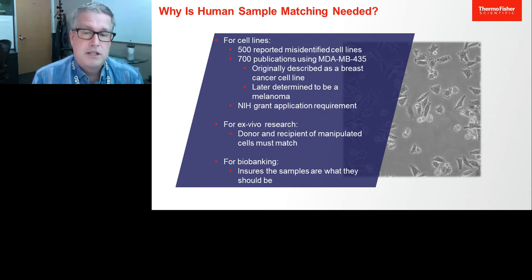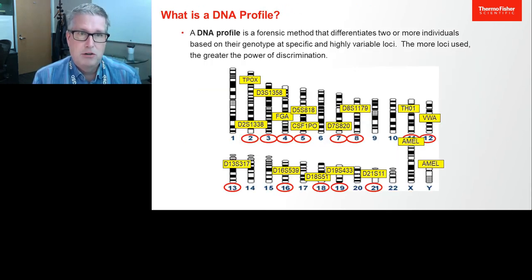So one of the ways that human sample matching is done is by making a DNA profile. This is a forensic method that differentiates two or more individuals based on their genotype at specific and highly variable loci. You probably have seen this in television programs where you do a DNA fingerprint, and it provides a very specific way to match a sample to a human donor or subject. The more loci that are used for this, the greater the power of discrimination. And so one of the most common ways to do this is shown here.